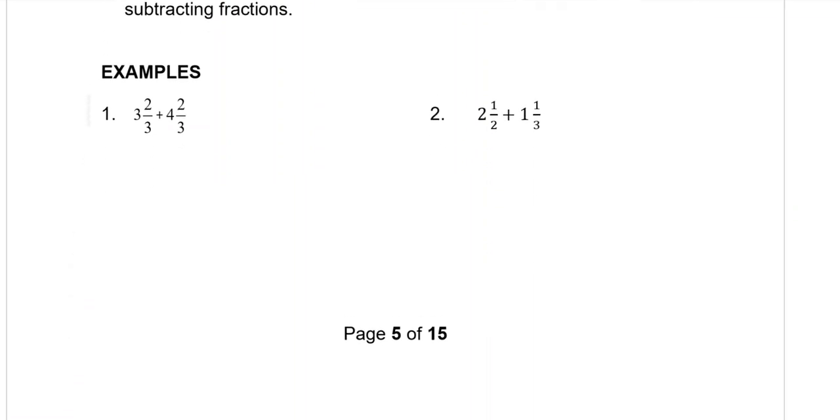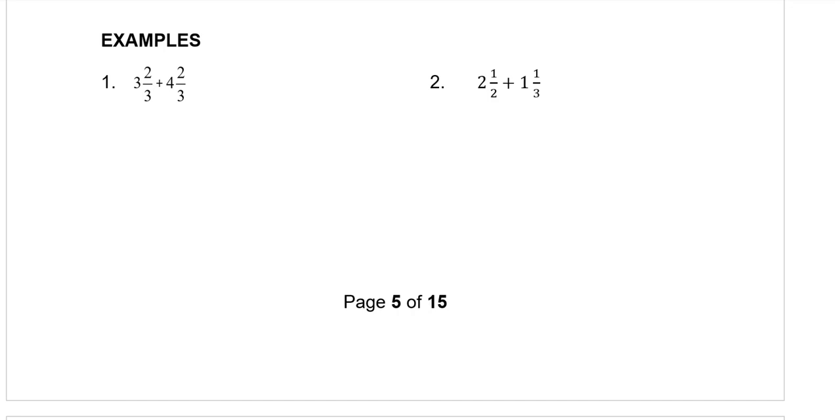So, question number 1. I have a mixed numeral here, 3 2/3. Let's change it into an improper fraction. The 3 on the bottom stays on the bottom. Multiply the 3 with the 3 and then add on the 2. 3 times 3 is 9, plus 2 makes 11.